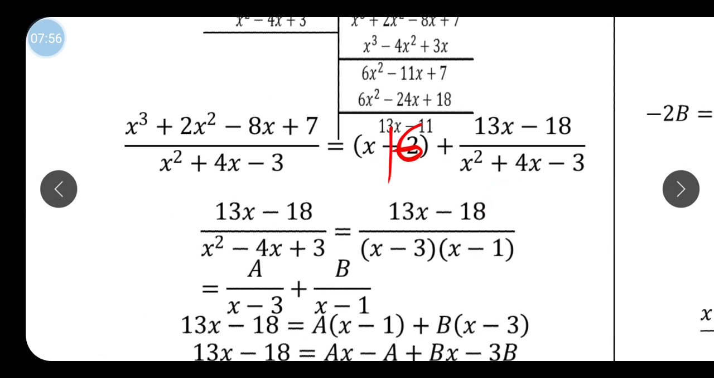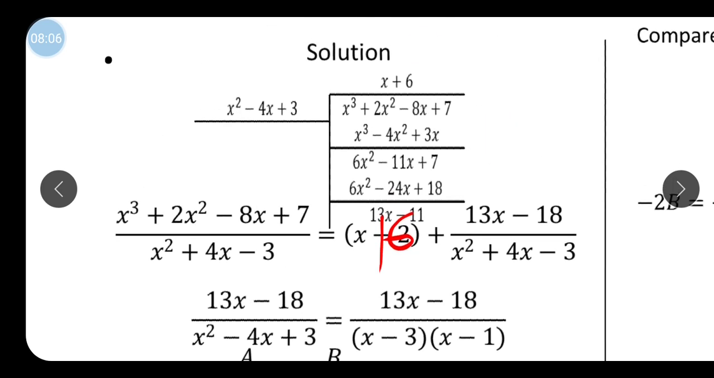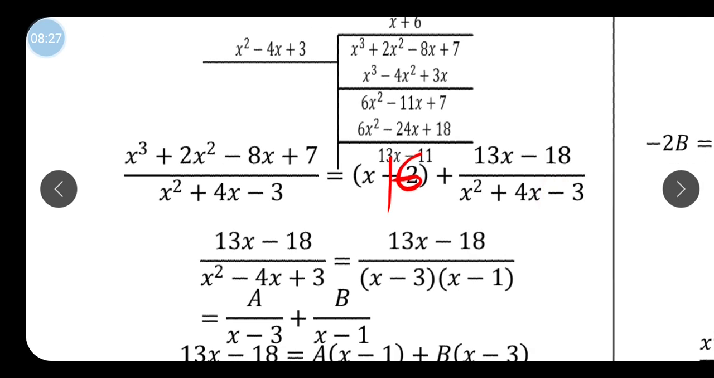So our complex fraction, when divided, will give us x plus 6, which is the factor gotten here, then plus the remainder over the divisor, which is 13x minus 18 over x squared plus 4x minus 3. Now this 13x minus 18 over x squared plus 4x minus 3 will therefore be resolved into partial fractions.